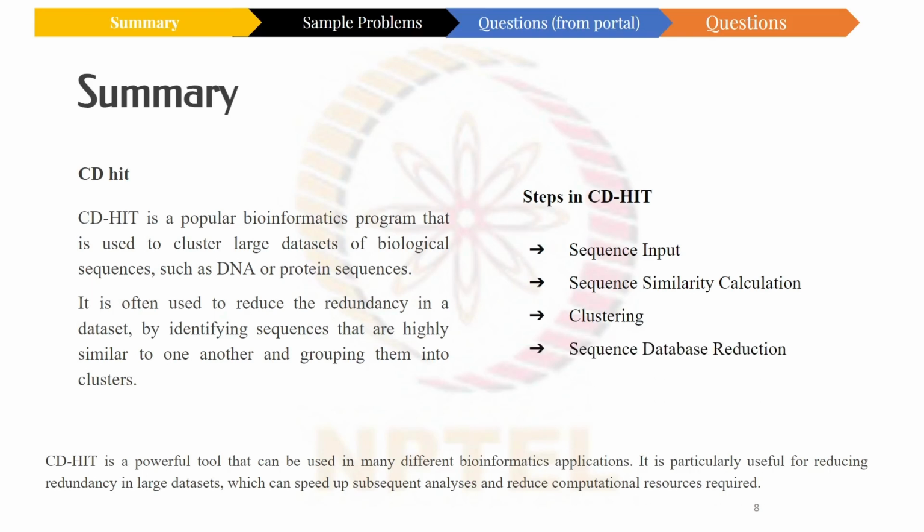Then CD-HIT outputs a non-redundant set of sequences where each sequence represents a cluster, and this reduces the overall size of the sequence data set while preserving its diversity. CD-HIT provides several output files, including clustered sequences, a file specifying the cluster representatives, and statistics on the clustering process. Users can further analyze the resulting clusters for various bioinformatics applications such as sequence annotation, phylogeny analysis, and functional characterization.